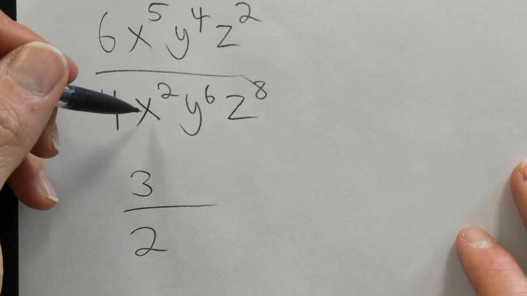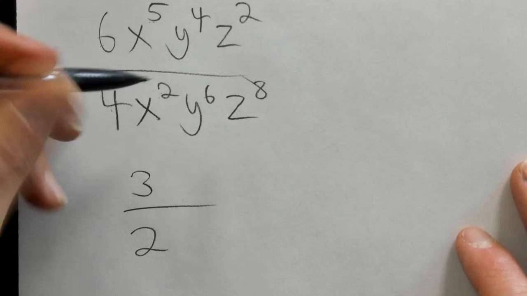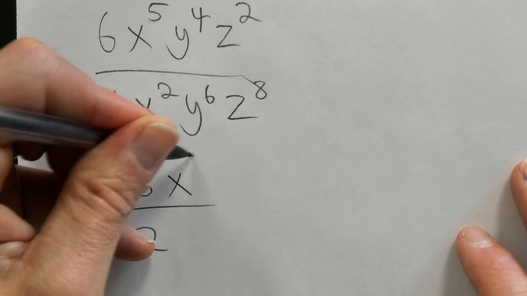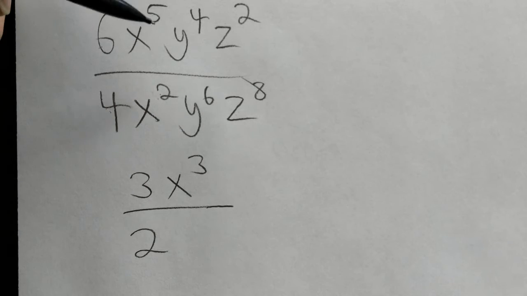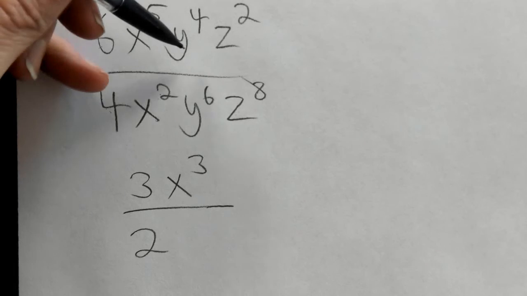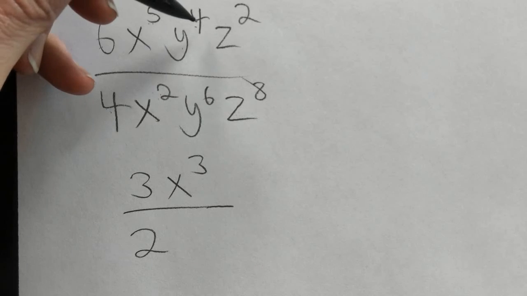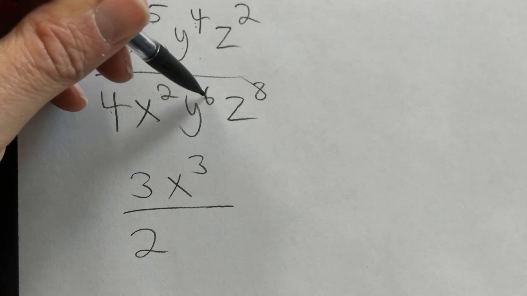Now, x to the 5th divided by x squared, 5 minus 2 is 3. My x ends up on top. It's x to the 3rd. All right, so no problems yet. However, once we get to y, take a look at what happens. I've got y to the 4th over y to the 6th. Well, 4 minus 6 is negative 2.